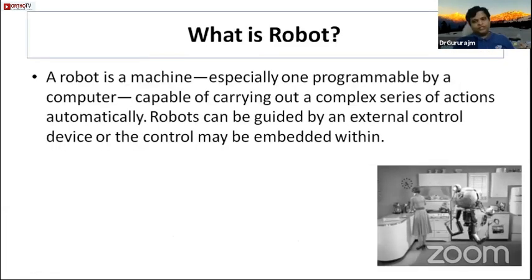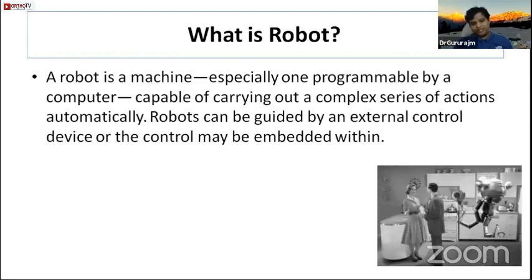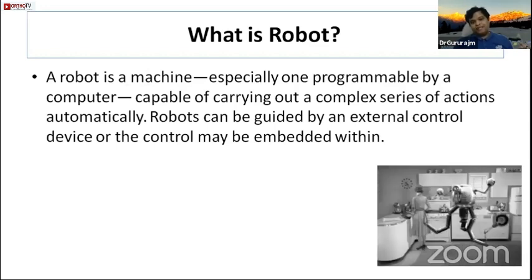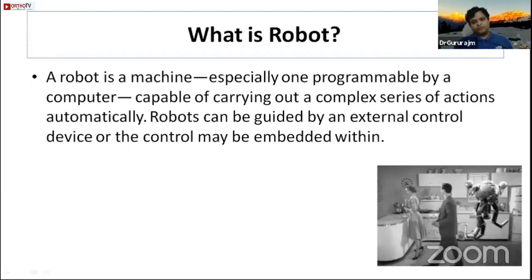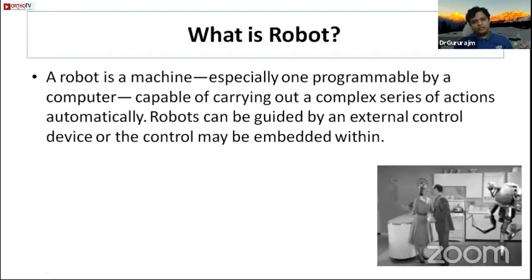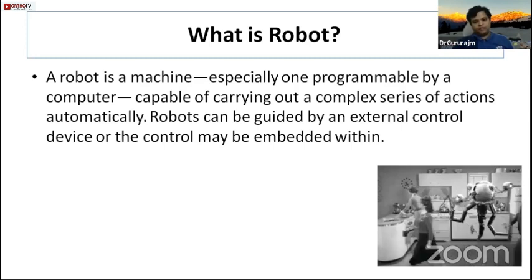So what is a robot? A robot is a machine, especially one programmable by computer, capable of carrying out a complex series of actions automatically. And robots can be guided by an external control device, or the control can be embedded within. I just put this cartoon here in this lockdown situation, especially. We all understood now, especially in this lockdown, that household chores are very complex. So if we could have one of the robots like this, life could become very, very simple.